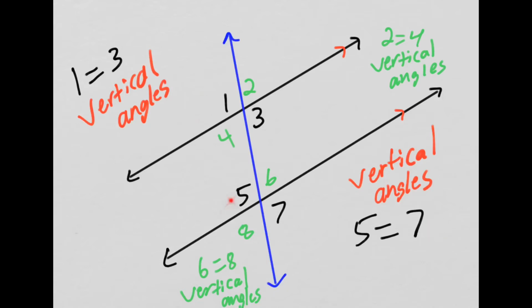And because 1 and 5 correspond, and 3 and 7 correspond, if these two lines are parallel, all of 1, 3, 5, and 7 will be the exact same measure. And the same is true for the vertical angles 2 and 4, and their corresponding pair 6 and 8. They're all going to be equal to each other.